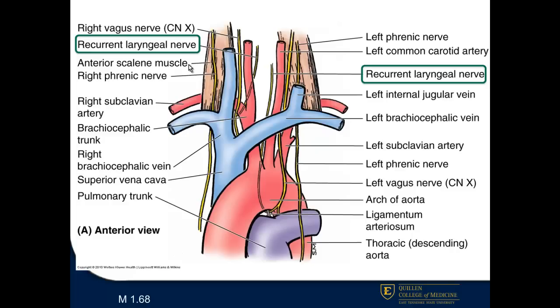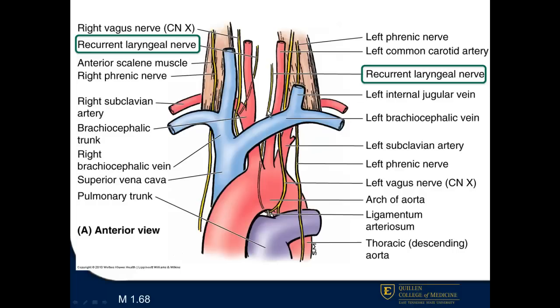The right vagus descends between those structures in that sheath and then gives off the right recurrent laryngeal just before it enters the superior mediastinum by looping underneath that right subclavian artery. The left vagus is going to continue a little bit more inferiorly before it gives off that branch. It waits till it goes all the way down past the aortic arch and then gives off a branch.